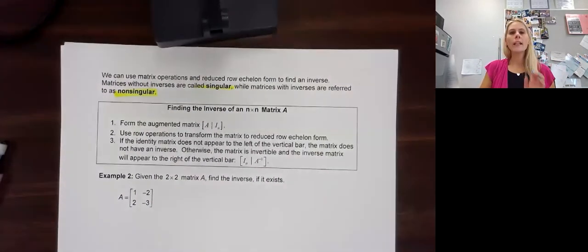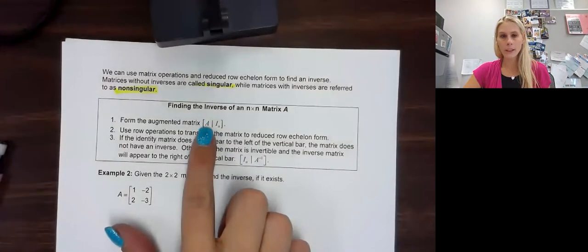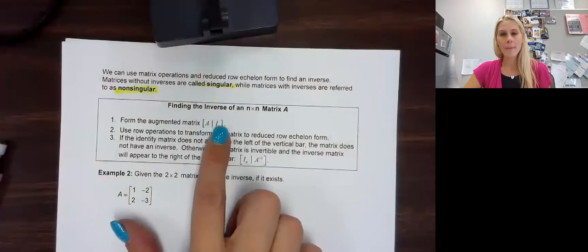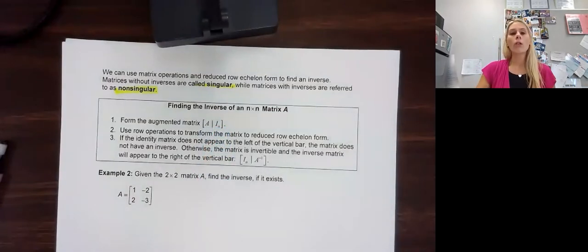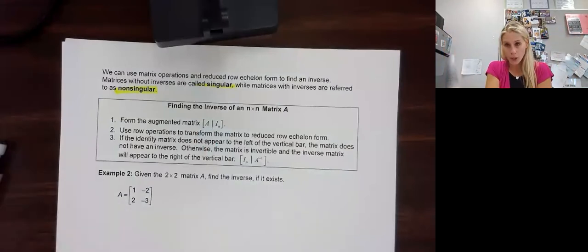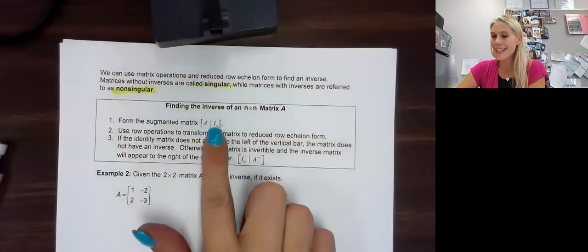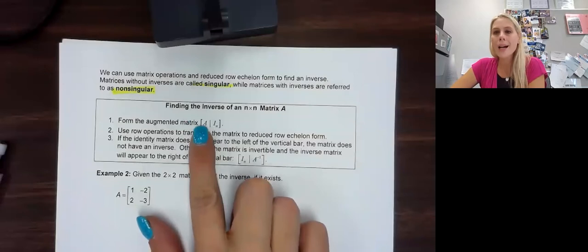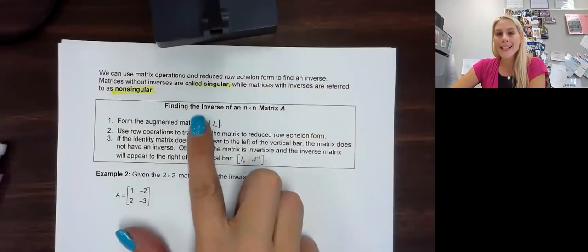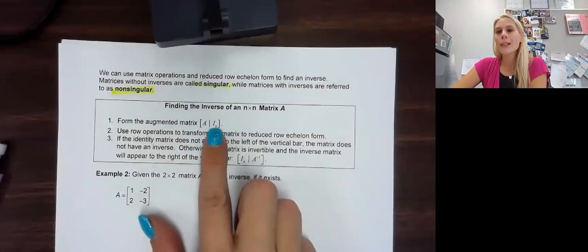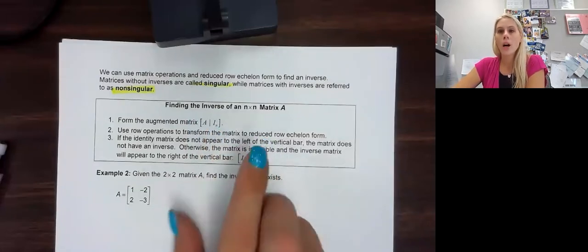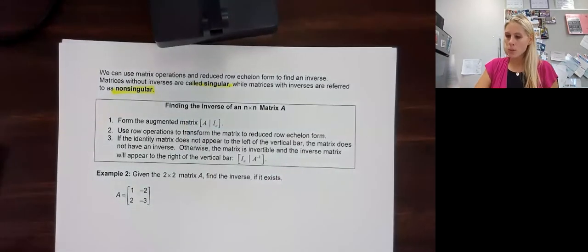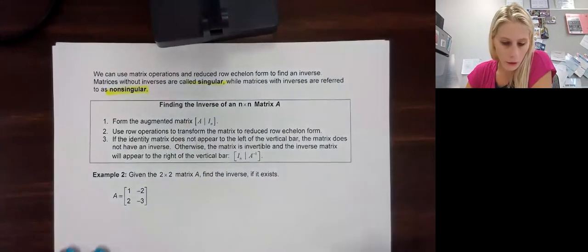So, finding the inverse of an n by n matrix A. Form the augmented matrix. We're going to have our augmented matrix, and then we're going to have our identity matrix right next to it. Then we're going to use our row operations to switch the two. We're going to move our identity matrix over here. We're going to make it so this side becomes the identity. Once we get the identity on the left side, whatever matrix is on the right side would be our inverse, okay? So we're going to do that here with matrix A.